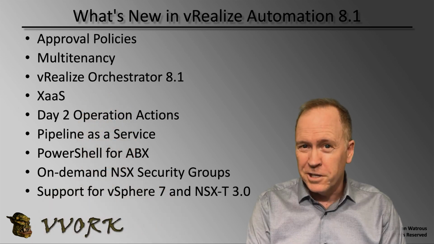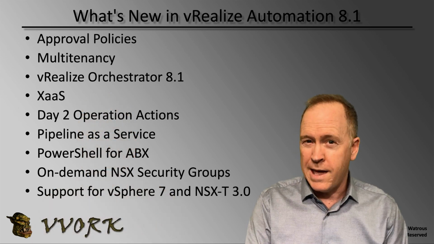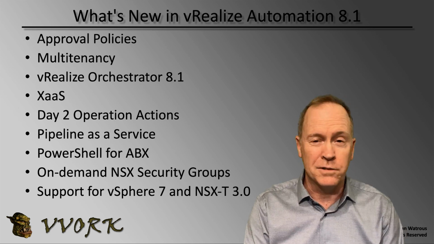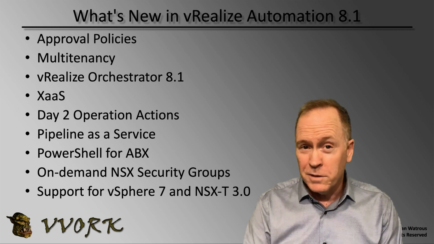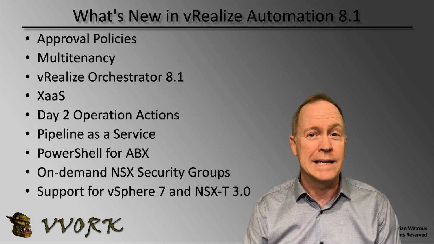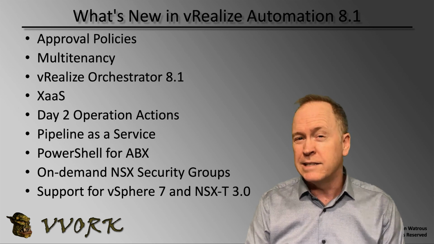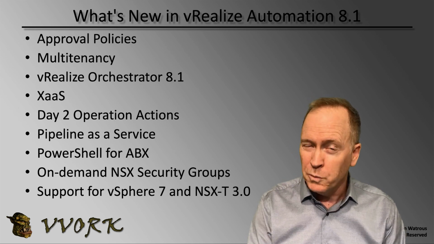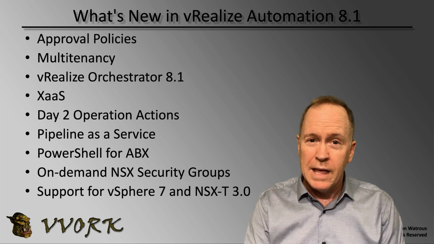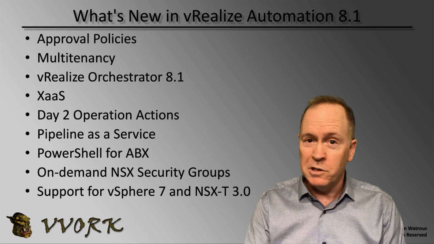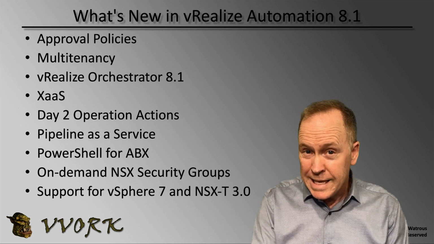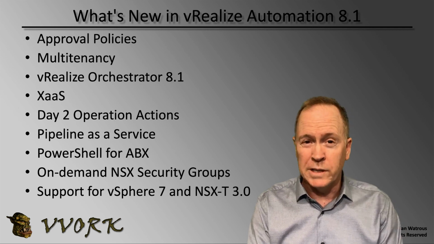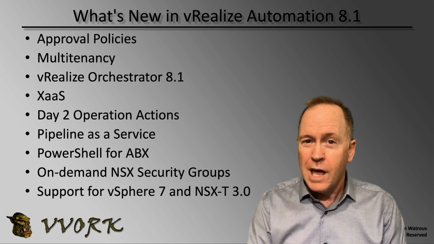Our next new feature is called XaaS. XaaS stands for Anything as a Service, sometimes known as custom services, but whichever of those three names you call it, the basic idea behind XaaS is to allow you to create blueprints in vRA that are accessible to users just like other types of blueprints, such as machine blueprints. But these blueprints, the XaaS blueprints, do something special.